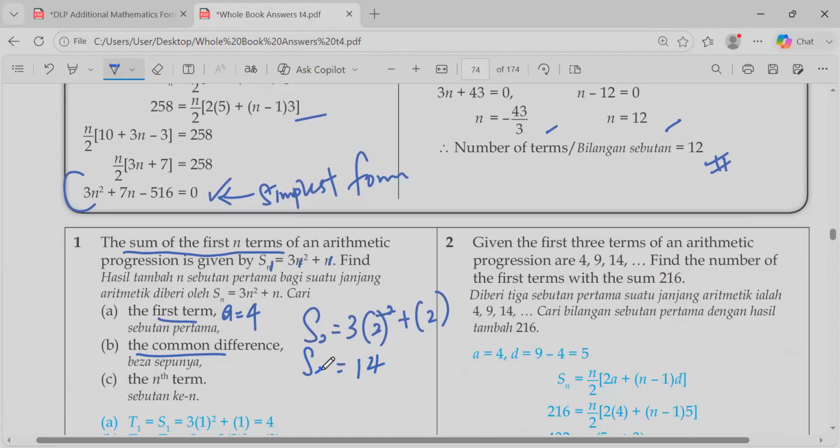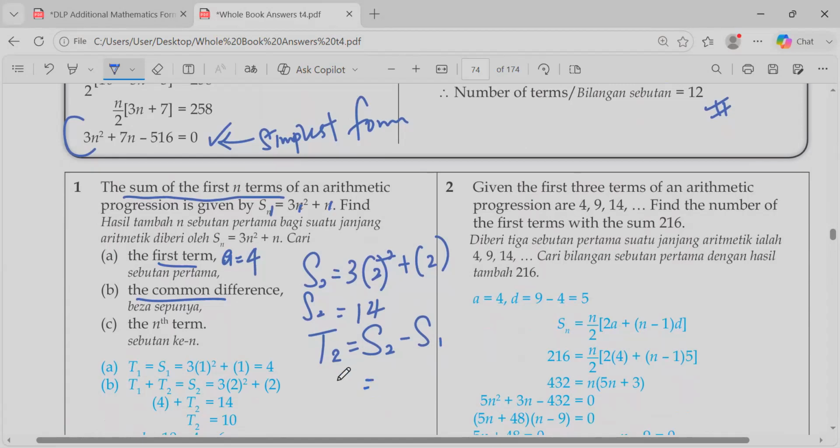14. Sum of... do you still remember what you have learned just now? This one, S2 minus S1. You will get the second term. So you substitute the 14, you substitute the first one, and then you will get 10 for the second term. Means that the first term is 4, the second term is 10, and so on. Common difference, using 10 minus 4, and then you will get 6.